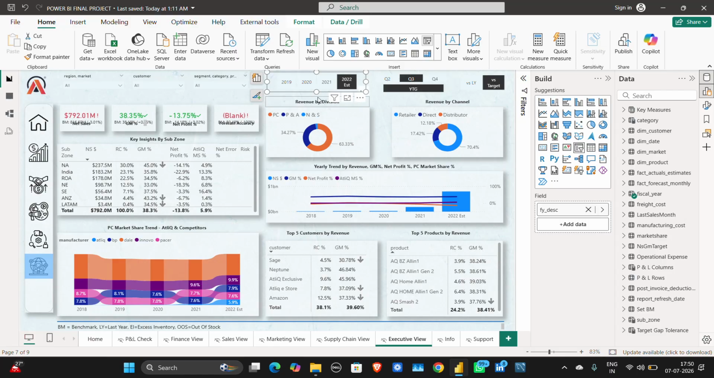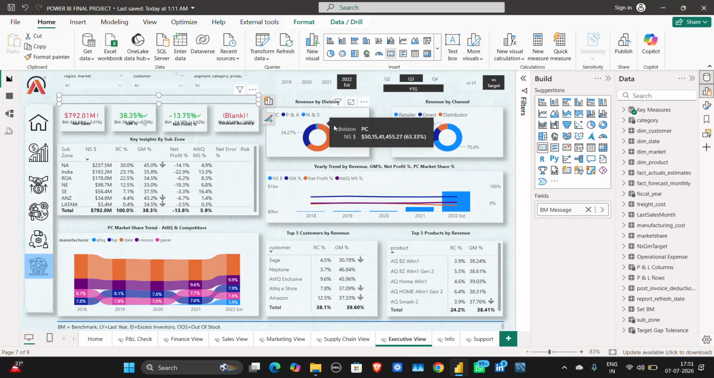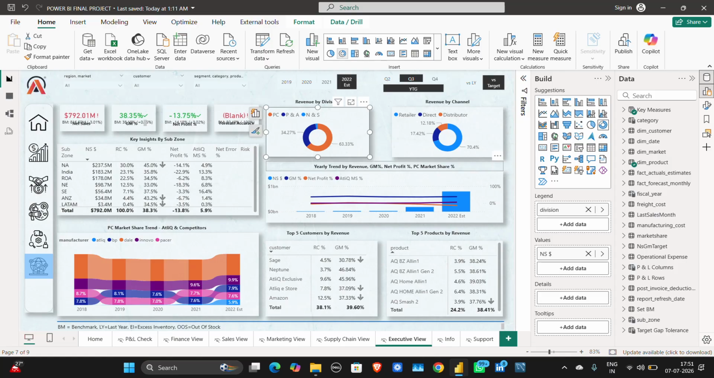Then moving to revenue by division. This donut chart shows how total revenue is distributed across the company's different business divisions. Instead of simply looking at the total revenue, executives can quickly understand which division contributes the most to overall business performance, right? So there's the PC division, there's the PNA, and there's the N and S division, right?